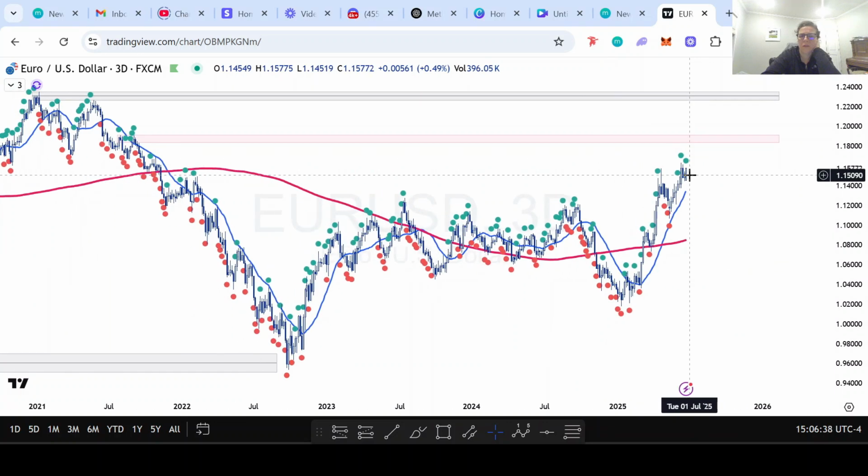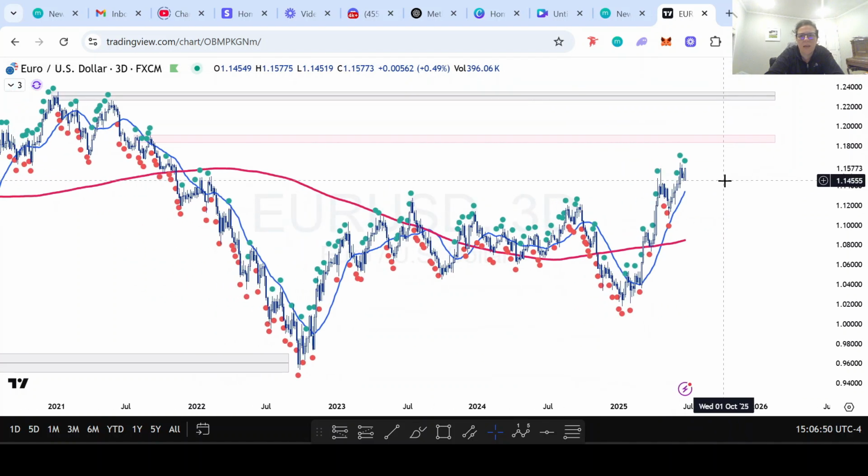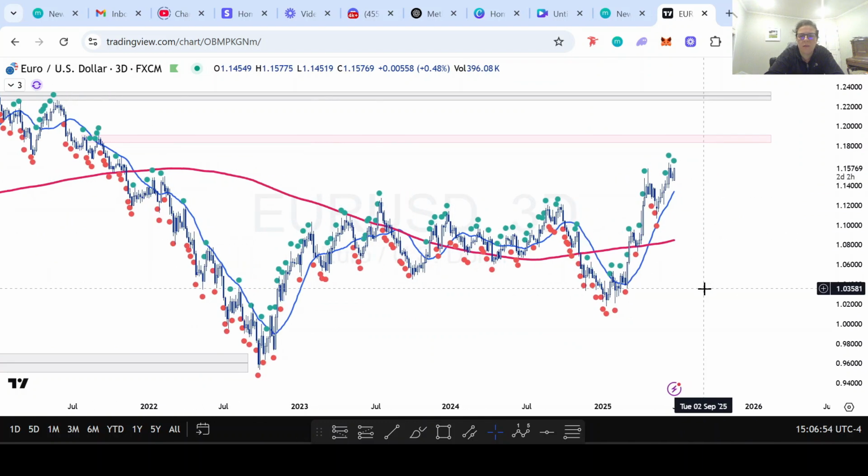Guys, we are doing a directional bias update. It's 24th of June 2025, and I'm going to be going through the Euro Dollar, the Aussie Dollar, and the USDCAD today, just showing you our current directional bias.